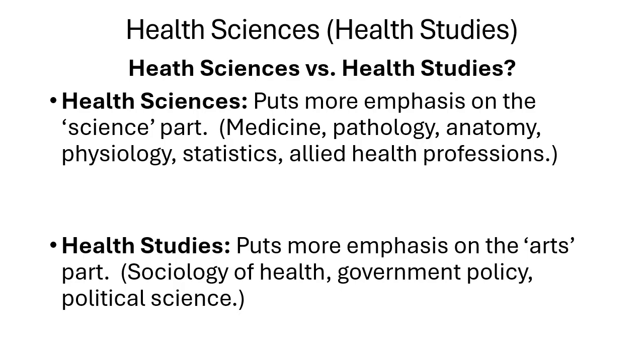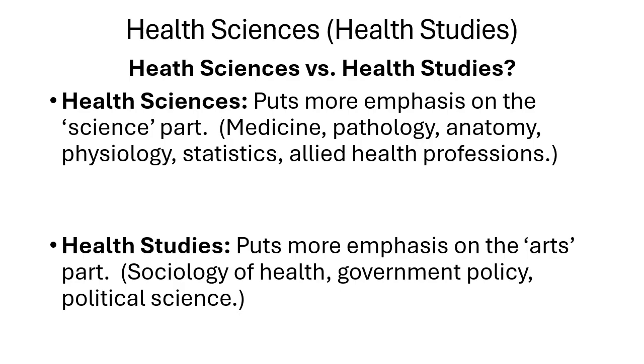The main difference between studying science and arts at the undergraduate level, if you do not yet have a bachelor's degree, you're considered to be an undergraduate student. So at the undergraduate level, the main difference between health sciences and health studies is that health studies is for non-science students. There tends to be more emphasis placed on the sociology of health in health studies than there is in health sciences.